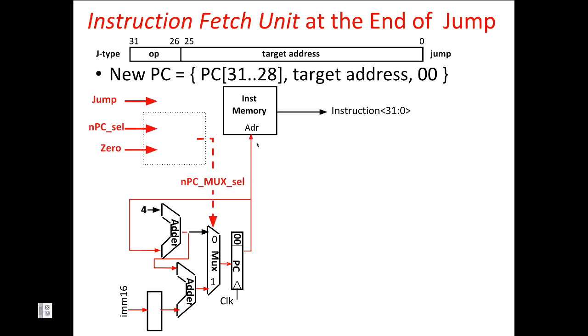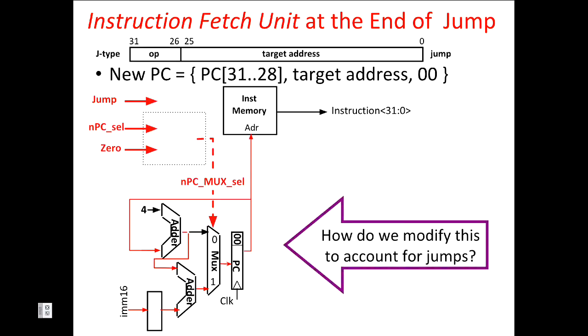Before, when we looked at this picture, this was all we had. We could do PC plus 4, or we could do PC plus 4 plus this immediate that we got from the branch instruction added on to PC plus 4 in a special way. Now we need to do something radically different from the branch instruction. We need to take this 26-bit part of an address that we have. We need to extend it by 2 bits. We need to add on the top 4 bits of PC. Right? So we need to modify this to account for jumps.